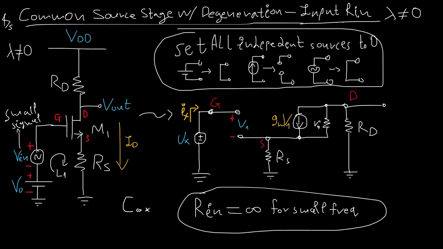So we say that in small frequencies, we ignore this. The input resistance is infinite, all right? So everything is good here. Also note that it doesn't matter that we have channel length modulation. This doesn't play any role in my result.